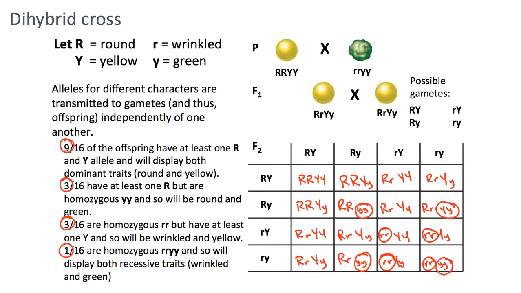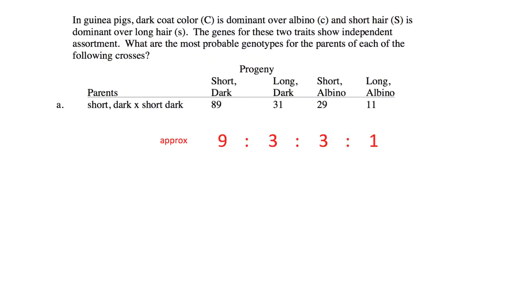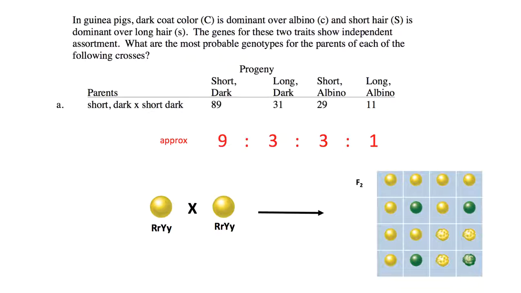In other words, 9/16 of them would be yellow and round, 3/16 would be yellow and wrinkled, 3/16 would be green and round, and 1/16 would be green and wrinkled. This 9:3:3:1 ratio in phenotypes corresponds pretty much exactly with the guinea pig progeny numbers that we have here in part A. What does that mean for the parents? It means that, as in the example with the pea plants, if the progeny had this characteristic 9:3:3:1 ratio, then the parents must be double heterozygotes for both genes, and you must have an example of a dihybrid cross.